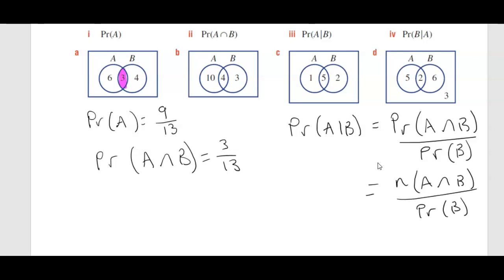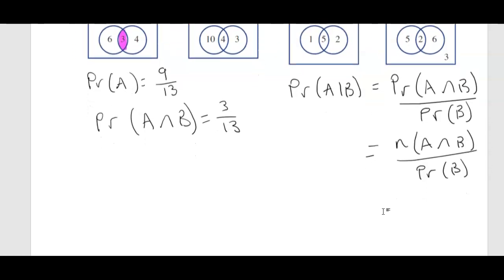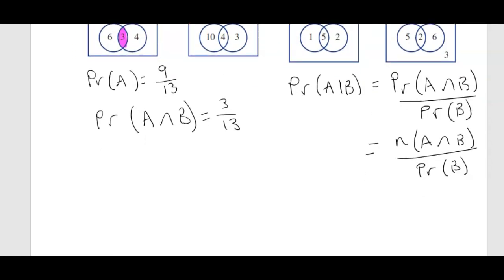So the probability of A and B we know is, oops. When you're talking and you're writing, sometimes I can't do two things at once. That should have been an N. Let me just rewrite that. The number of A and B is 3. So we've got 3 in there. And the number in B is going to be 7.